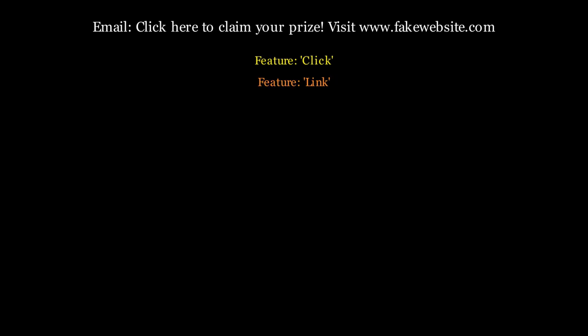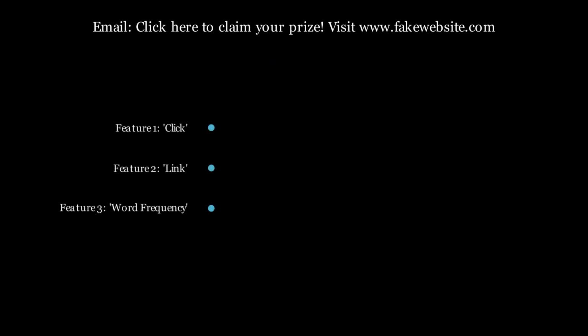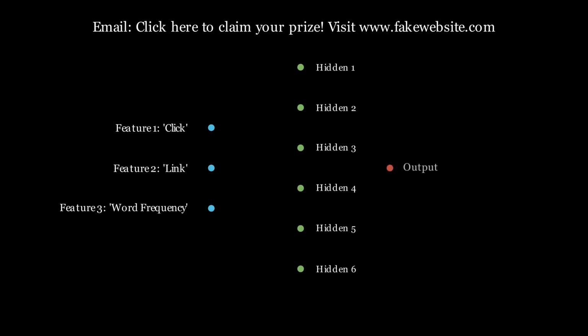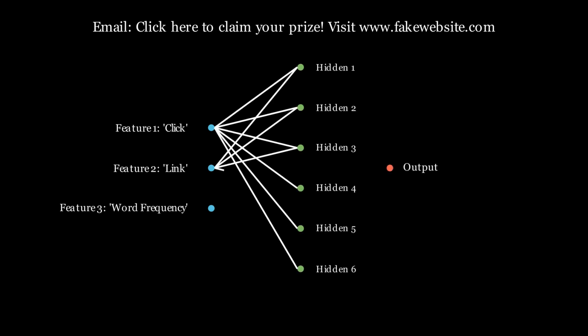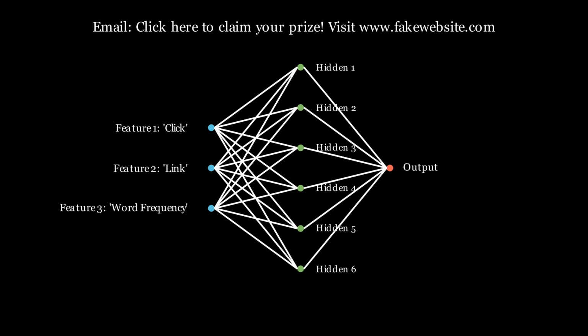The animation begins by highlighting key features of the email, such as specific words and links. These features are then fed into the network's input layer. As the inputs pass through the hidden layer, more complex processing takes place.